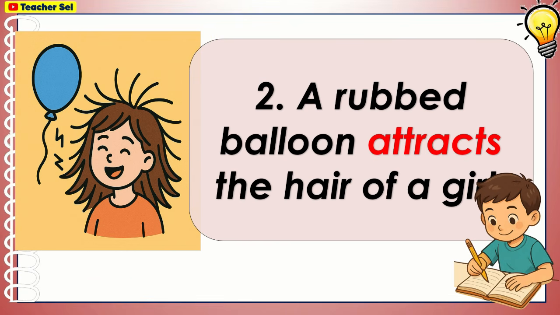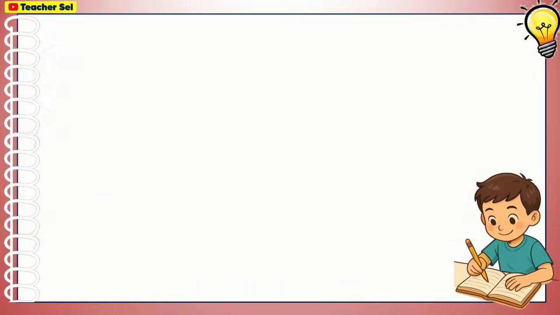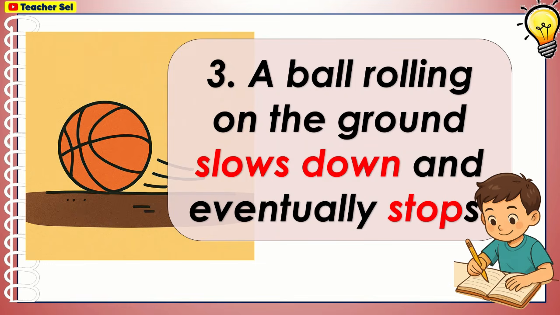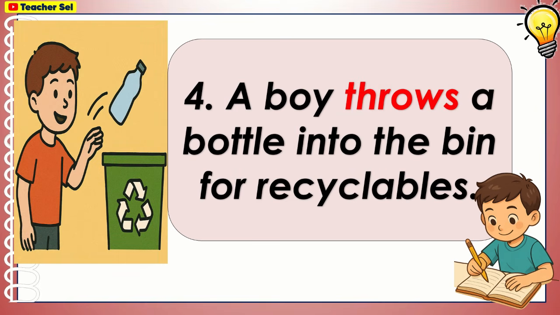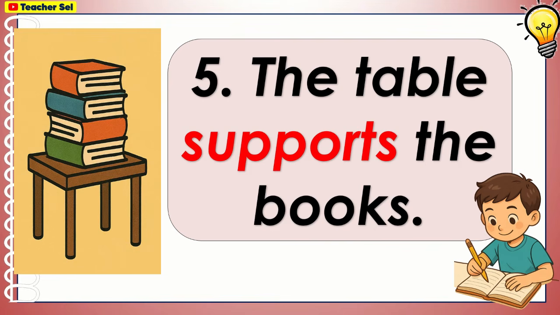A rubber balloon attracts the hair of a girl. N. A ball rolling on the ground slows down and eventually stops. C. A boy throws a bottle into the bin for recyclables. C. The table supports the books. C.